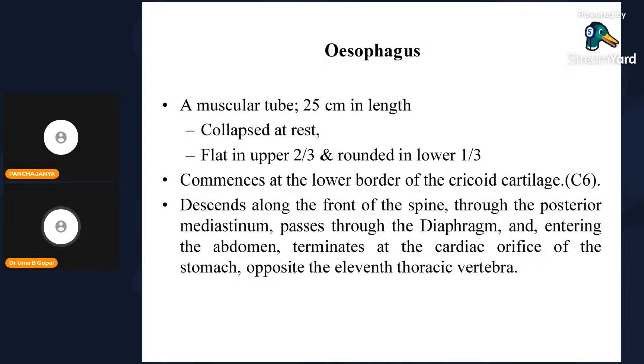It descends along the front of the spine through the posterior mediastinum, passes through the diaphragm, enters the abdomen, and terminates at the cardiac orifice of the stomach, opposite the 11th thoracic vertebra. So the cardiac orifice will be present at the level of the 11th thoracic vertebra. It is one of the MCQ questions you have to answer. So the total length of the esophagus is 25 centimeters.